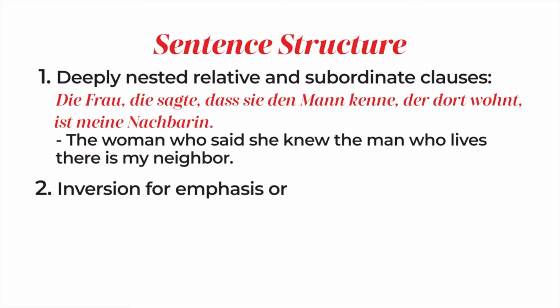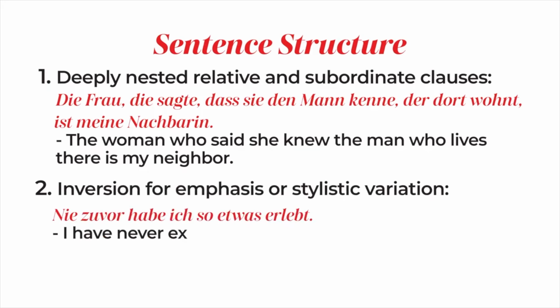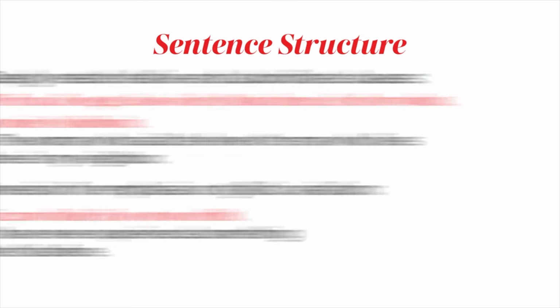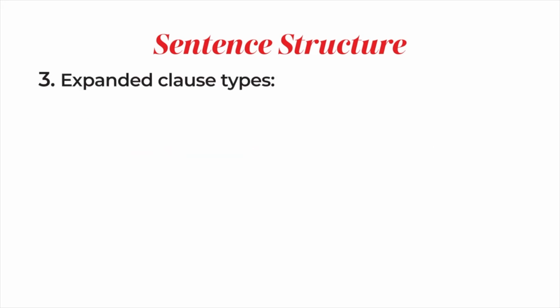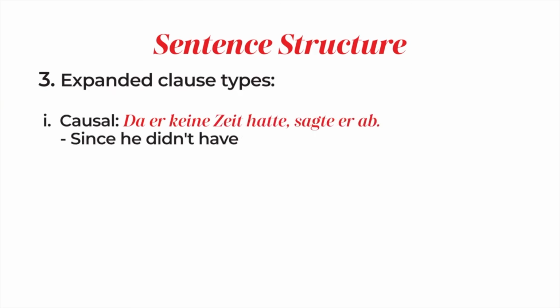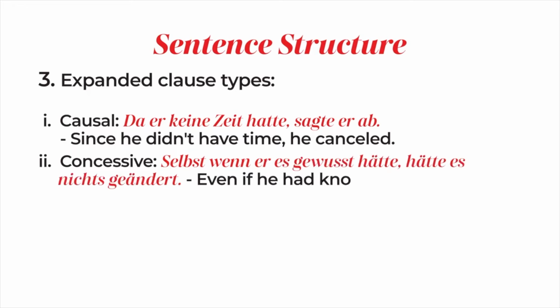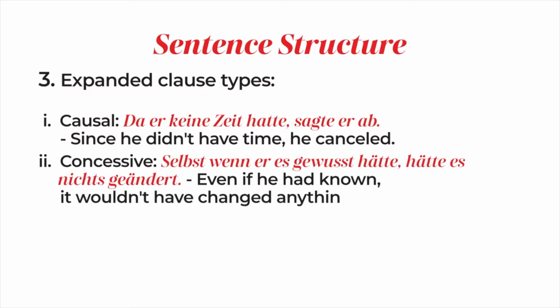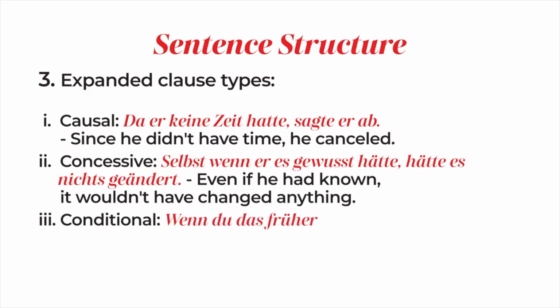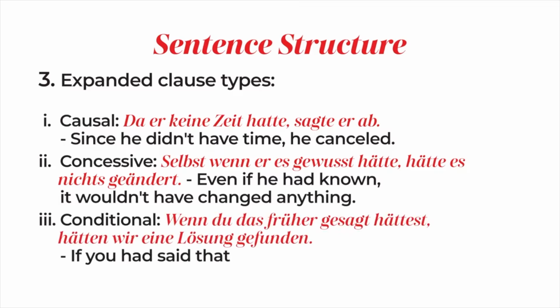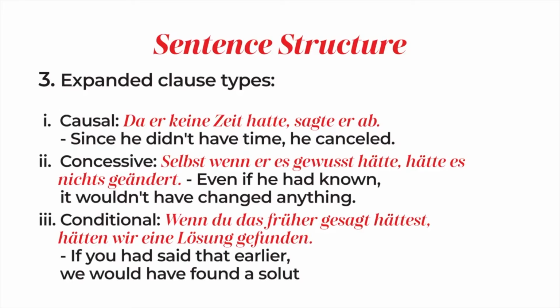Inversion for emphasis or stylistic variation. Nie zuvor habe ich so etwas erlebt. I have never experienced something like this before. Expanded clause types. Causal. Da er keine Zeit hatte, sagte er ab. Since he didn't have time, he cancelled. Concessive. Selbst wenn er es nicht gewusst hätte, hätte es nichts geändert. Even if he had known, he wouldn't have changed anything. Conditional. Wenn du das früher gesagt hättest, hätten wir eine Lösung gefunden. If you had said that earlier, we would have found a solution.